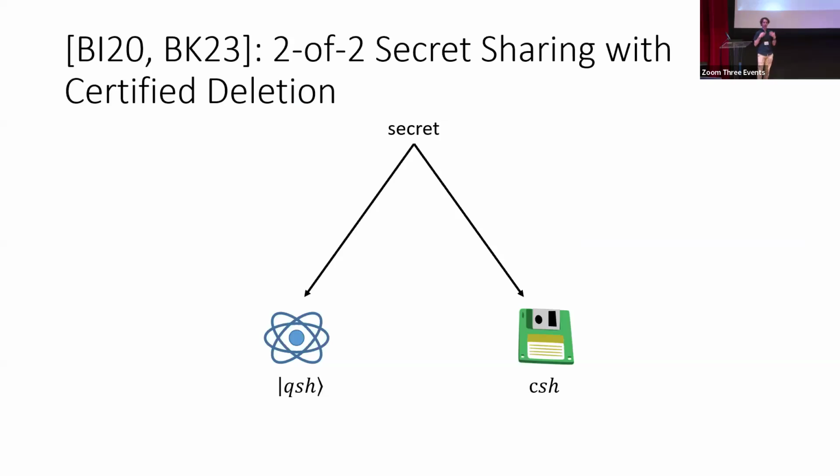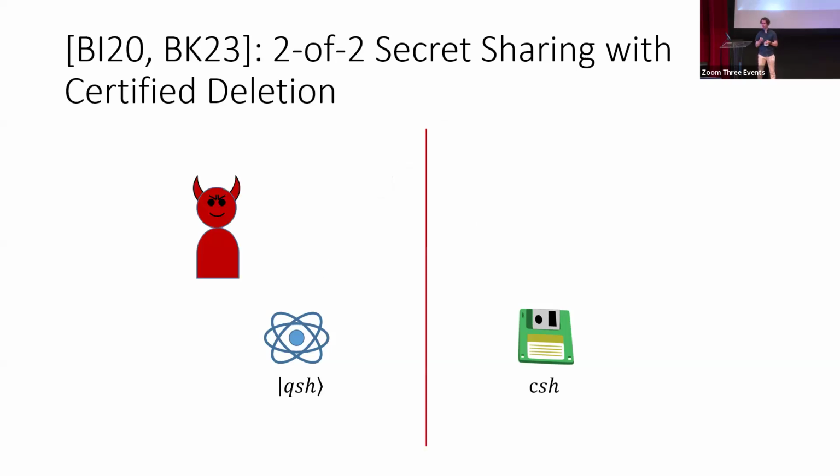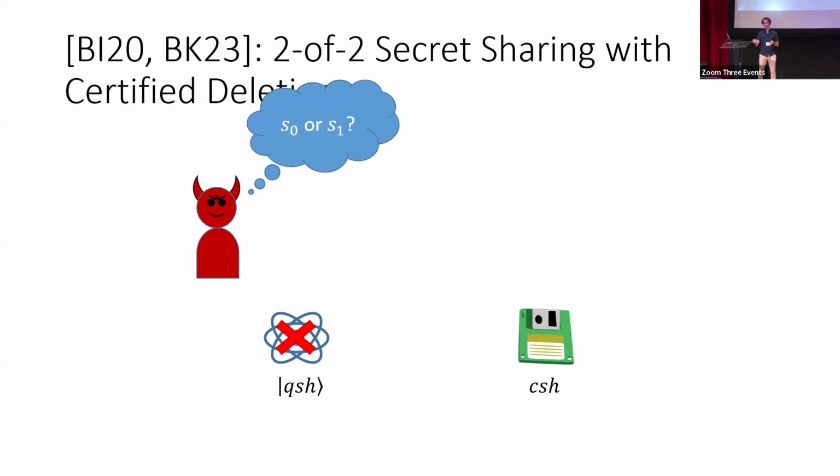Before we get to our exact construction, let's go back to prior works and see if we can find any inspiration there. In prior works, they constructed a scheme where you split a classical secret into a quantum share and a classical share. If the adversary gets the quantum share and then deletes it, then even after they get the classical share, they still can't determine what the secret is. I'd like to note that the only share that can be deleted is this quantum share. The classical share, of course, because it's classical information, cannot be deleted.